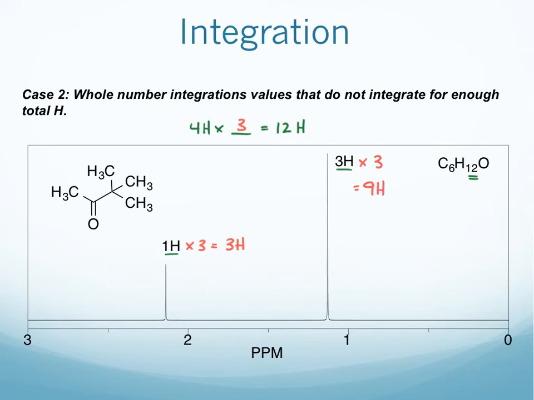And then that makes sense now if we look at the structure, because our integration for the 3 hydrogen right here corresponds to this methyl group, the CH3. Our integration for 9 hydrogen corresponds to these 3 equivalent methyl groups.